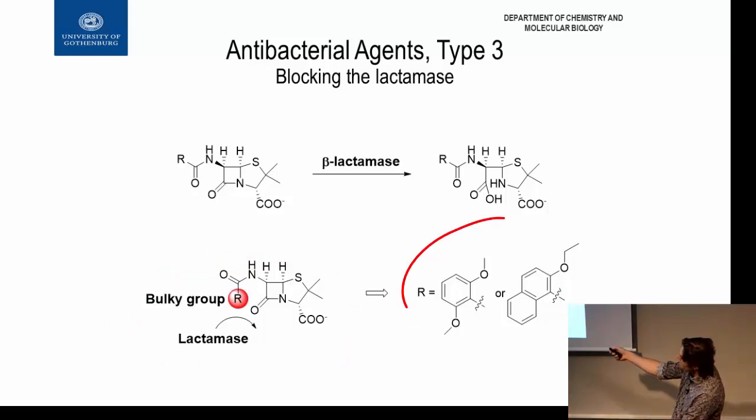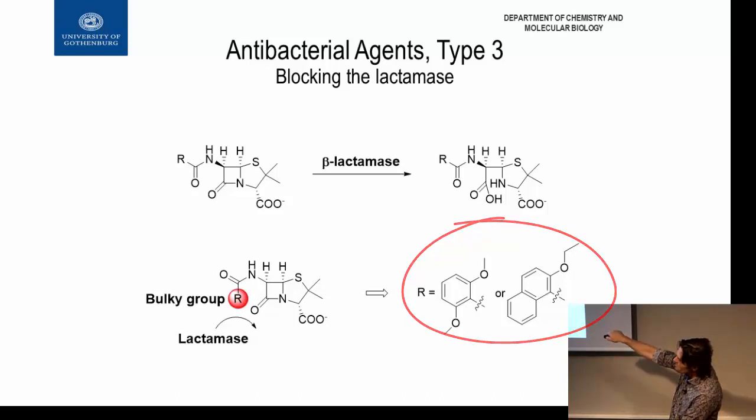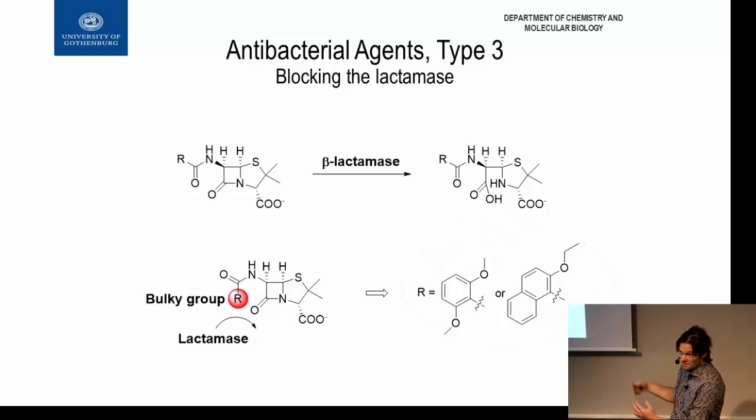So if you put groups like this, just imagine that these are quite bulky. It just becomes difficult for lactamase to come in there. That's the way to get a better antibiotic. If you think about this like some sort of first generation penicillins, now we're talking ages ago, this is second or third generation penicillins, and today we have the fourth, fifth, I think even the sixth generation penicillins, where we modify this to prevent these things from happening. But the basic structure is still the same.